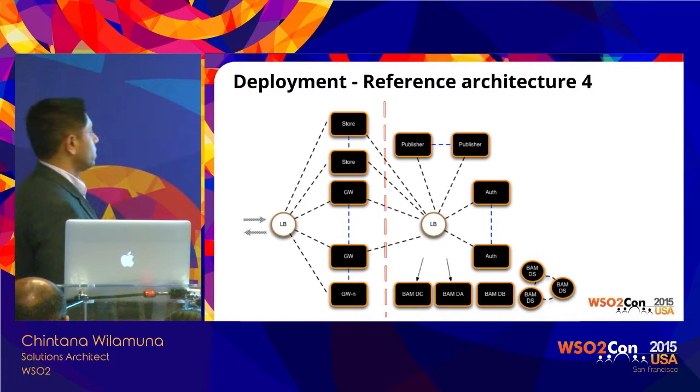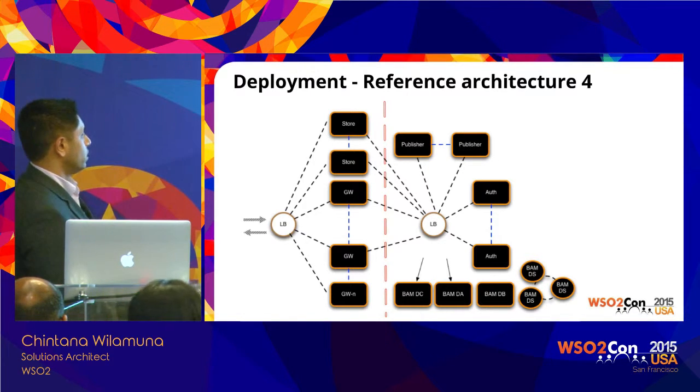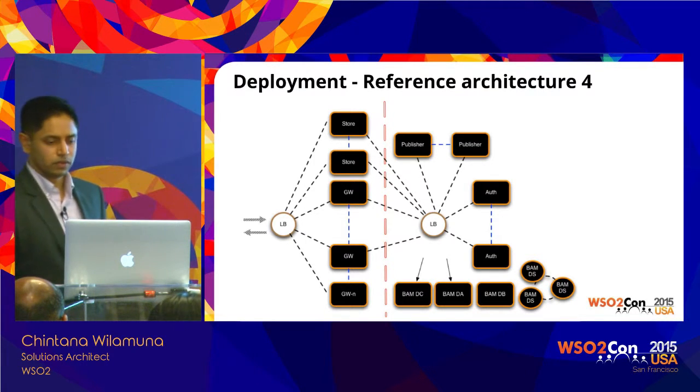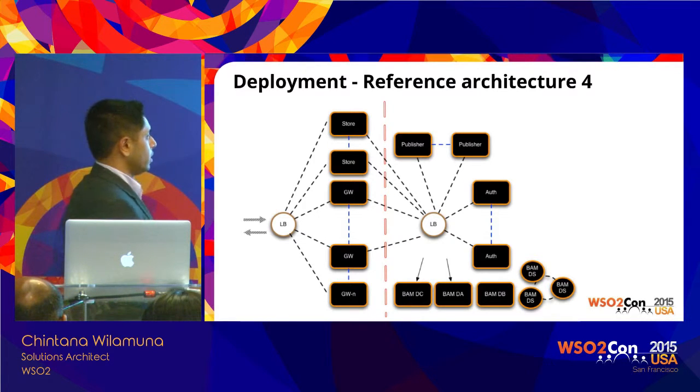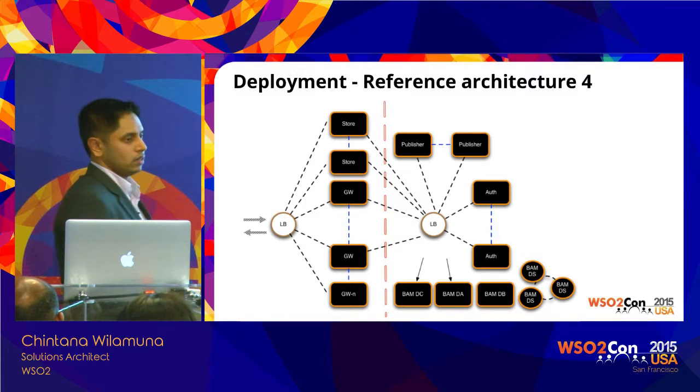So in this deployment, we again have an external and internal separation. Here, through a load balancer, we expose the store. There are two API Manager stores and two gateways. So you can scale gateways. Gateways are basically deployed to auto scale, so you can go to n number of nodes on the gateway. Internally, they talk to the auth key manager, so the key manager is inside the network.